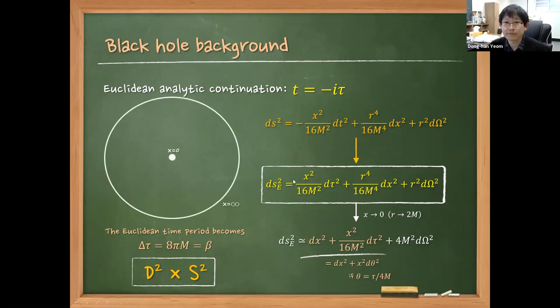And if I ignore this S2 part, then the geometry becomes this way. So the center is x equals zero, and here, maybe I'm wrong, it's better to say here is r equals infinity. So here is the boundary r equals infinity, and here is x equals zero. And then this is nothing but the D2 topology. So the geometry is very simple, and this is the Euclidean time. This Euclidean time is periodic, with a definite period, which is 8 pi m.